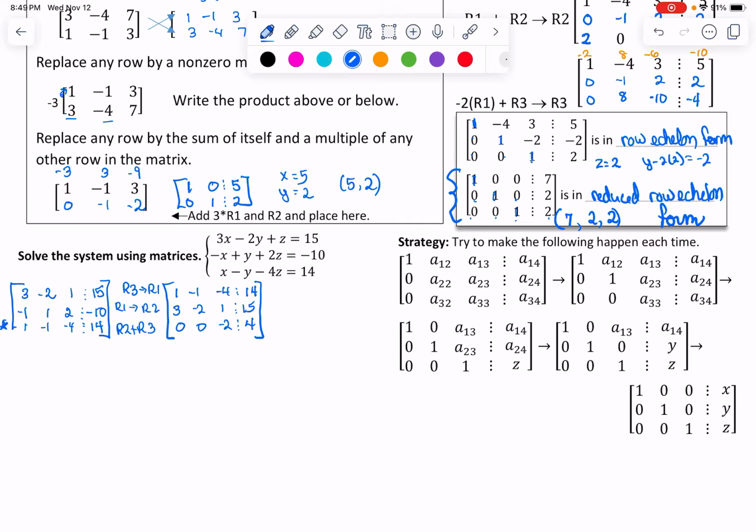Okay, so things are looking better because we now have a bottom row that is really close to being solved. We'd love for it to be in the form 0, 0, 1, and that reveals our number z. So if we said that this was -2z equals 4 and we were trying to solve that, we would simply divide by -2 to find out what z is.